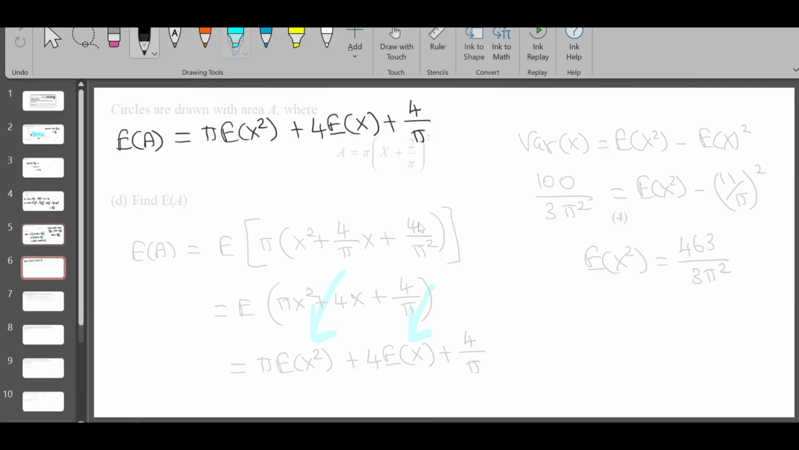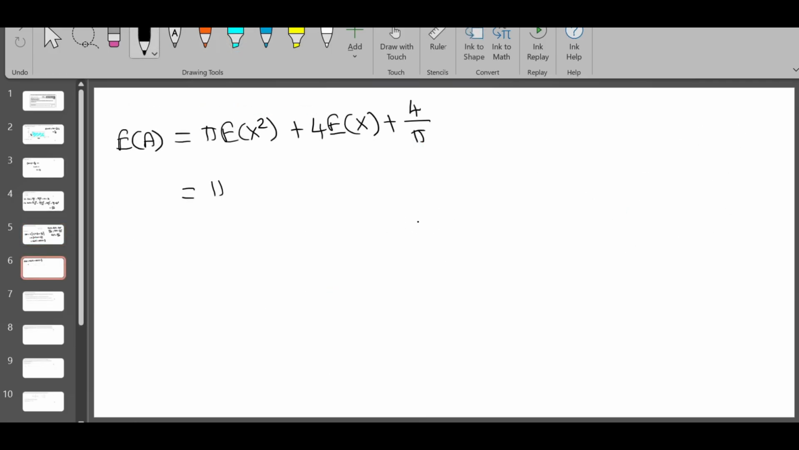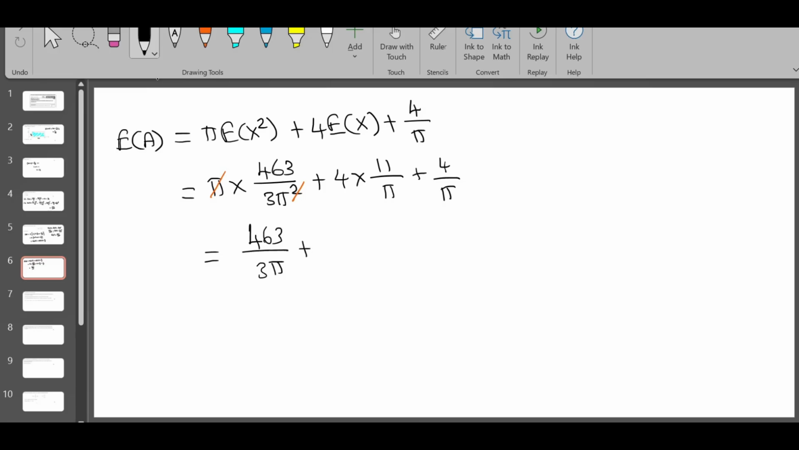Now we just need to sub in the values of E of x square and E of x here. So E of A is pi times what we just calculated, E of x square, 463 over 3 pi square, plus 4 times 11 over pi, plus 4 over pi. Here also you can cancel 1 pi and combine it into a single fraction. You are getting 463 over 3 pi. Both have a common denominator, so 44 plus 4 is 48 over pi.